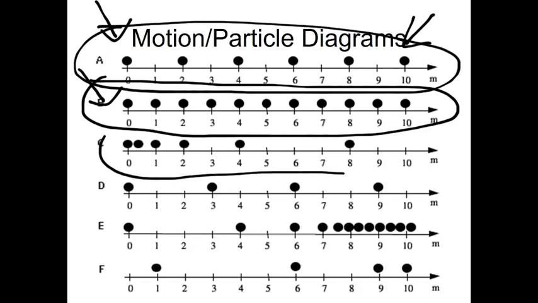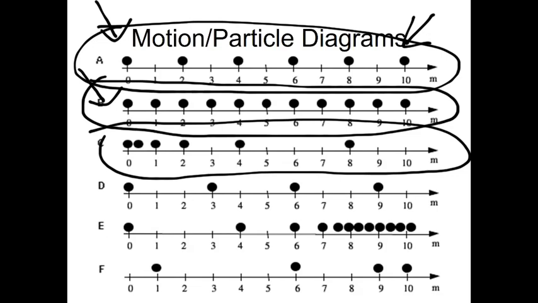Now let's move down and look at C. So notice at first, the first 2 dots are very close together. That means in 1 second, this little object barely moved. Between the second ball and the third ball, that distance is a little bit further. So it moved a little further in that second. The third ball to the fourth ball, it moves even further. The fourth ball to the fifth ball, it moves even further. And the fifth ball to the sixth ball, it moves even further.